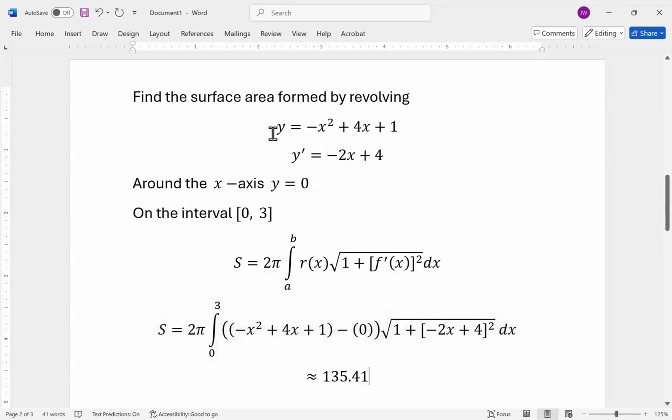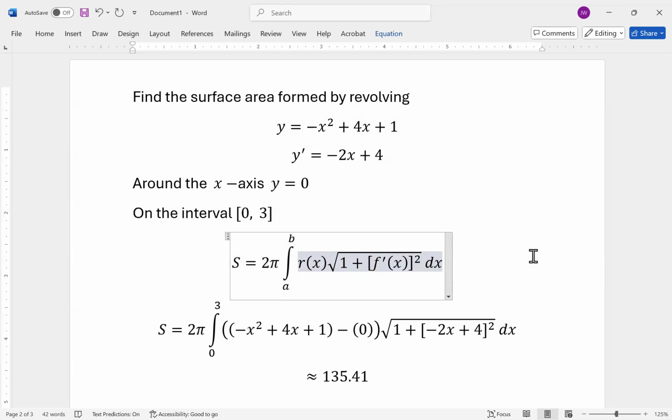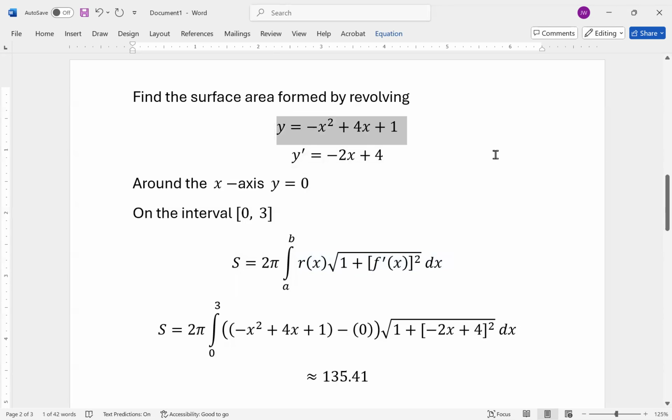Now on this example, it'd be very, very hard to rewrite this as x is equal to a function of y, so I would not want to integrate with respect to y. I wouldn't have an option really of doing that because it's really, really hard to solve that original equation for x. So we're kind of forced to integrate with respect to x in this case.